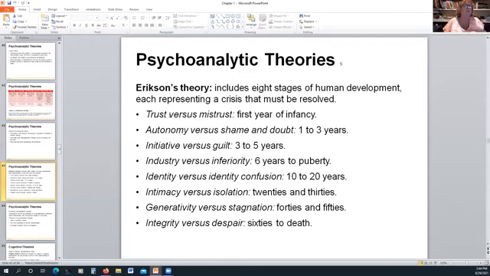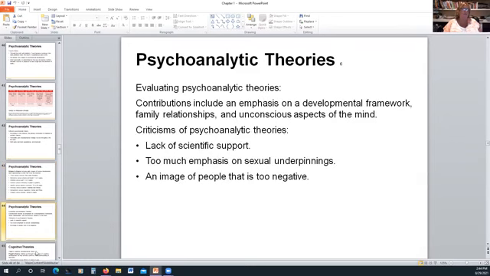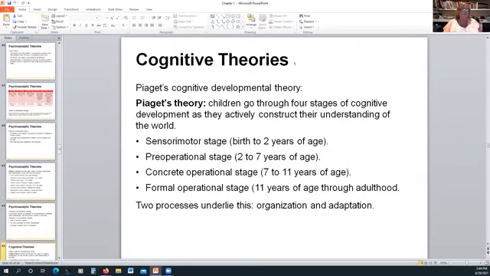So you either are going to learn trust, or you're going to learn mistrust. You're going to learn to be autonomous, or you're going to learn shame and doubt. You're going to learn initiative or guilt, industry versus inferiority, identity versus role confusion, intimacy versus isolation, generativity versus stagnation, and then ego integrity versus despair. Okay, so Erikson is always the guy that talks about the versus, that you can go one way or another.